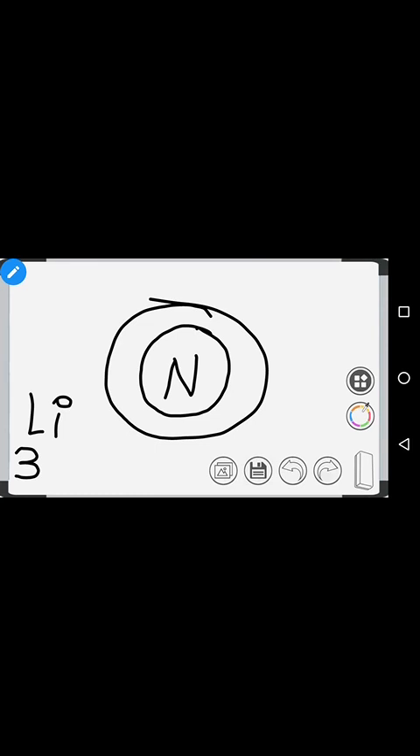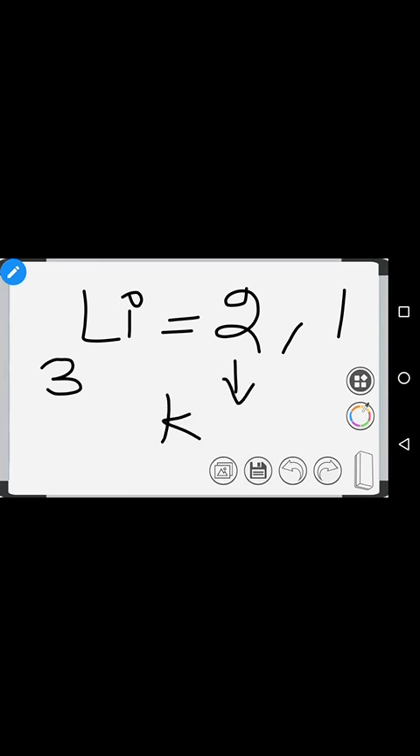The first shell is called the K shell. In the K shell we can fill only 2 electrons. I already explained it, right? In the K shell n is equal to 1. According to the formula 2n square, only 2 electrons will go. So there is 1 electron remaining. That 1 electron will go to the L shell. So for lithium, the number is 3, and we can write it as 2, 1. So 2 is in the K shell, and the remaining 1 electron goes to the L shell.